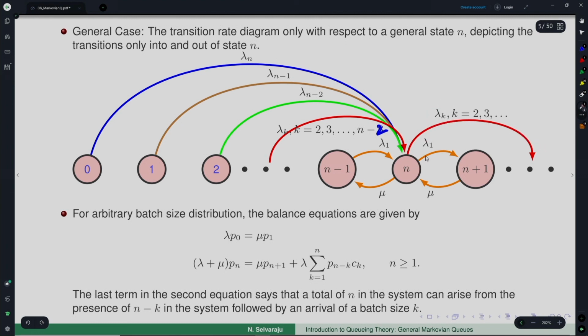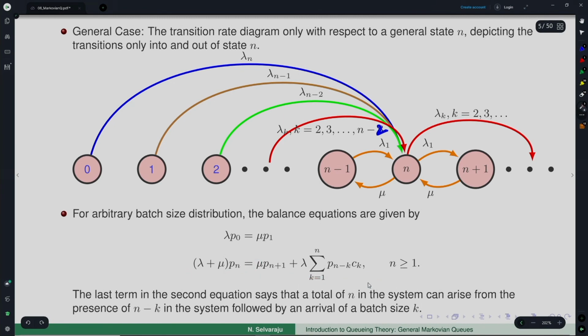So the outflow is basically mu plus lambda 1 plus lambda 2 plus lambda 3 and so on. All these lambdas, if you sum, what you would get is this lambda, which is the sum of all lambda k's, where k is from 1 to infinity. So this is the rate of flow out of state n, and this is the rate of flow into state n. At equilibrium, these two rates must be equal, and hence this equality here.